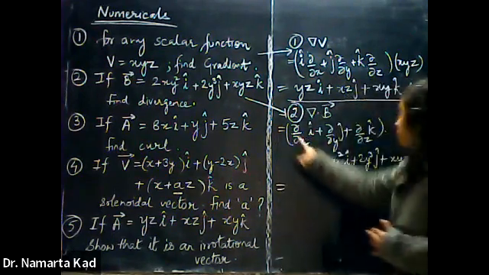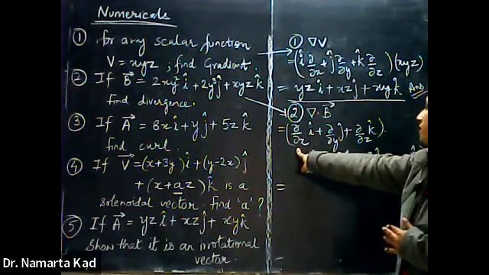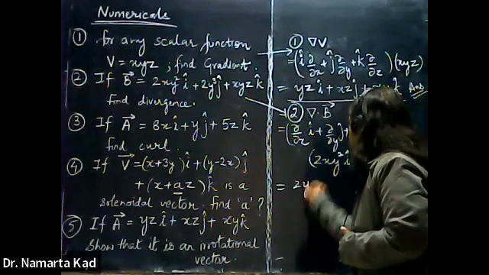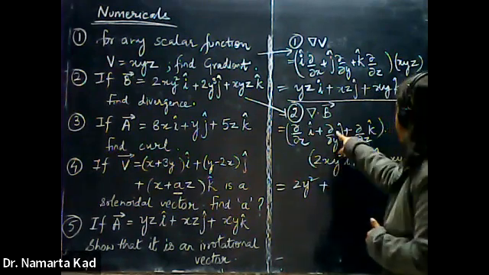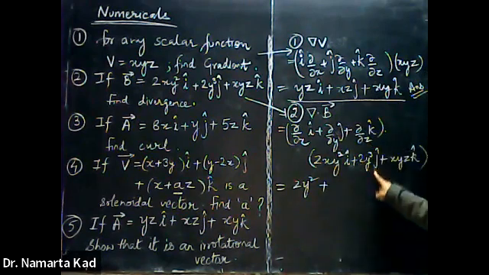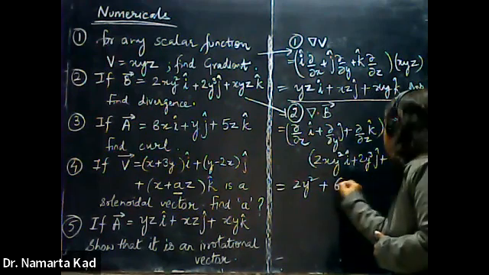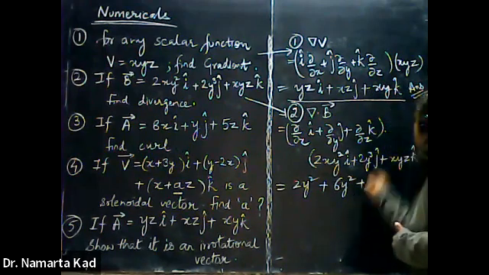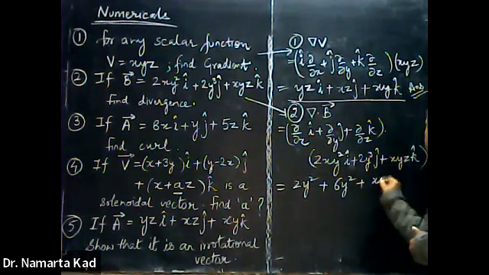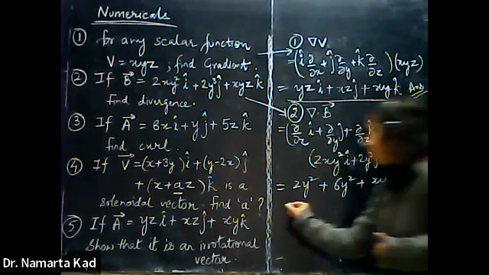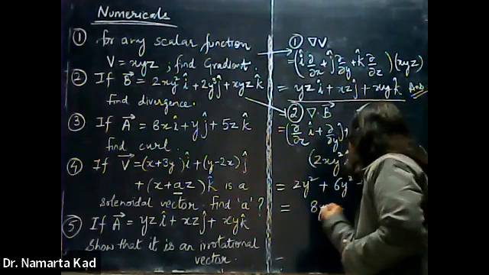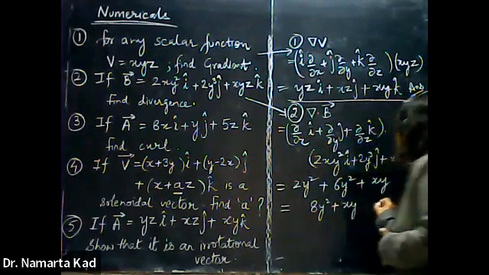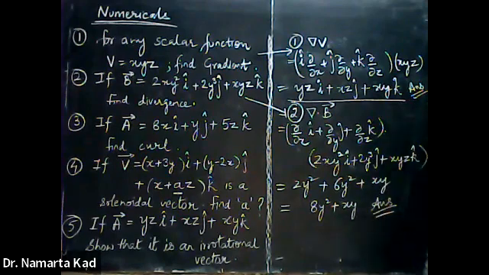So it will give you partial differentiation of 2xy square with respect to x, which gives 2y square. Then plus partial differentiation of 2y cube with respect to y, which gives 6y square, plus now the third term with respect to z, which gives xy. Just simplify it. So this will give you 2y square plus 6y square, so it is 8y square plus xy. This is your final answer for the second question.